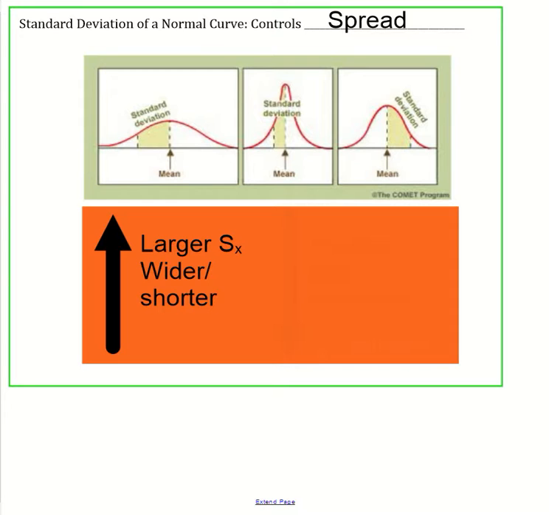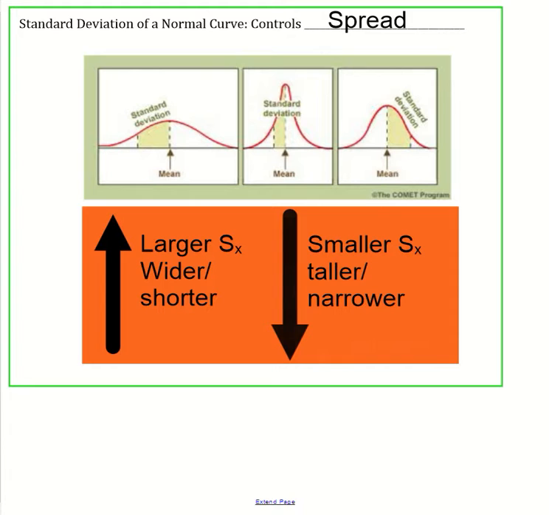And when that standard deviation becomes smaller, we get a taller and a narrower normal distribution. And so right here you can see your typical normal distribution. So that standard deviation affects the spread of our curve.